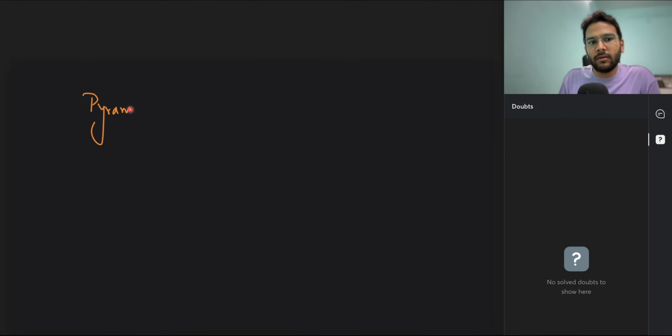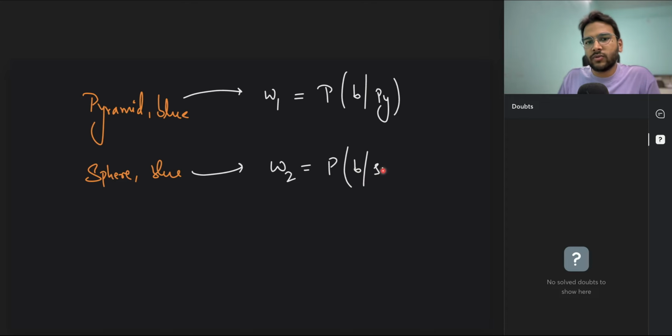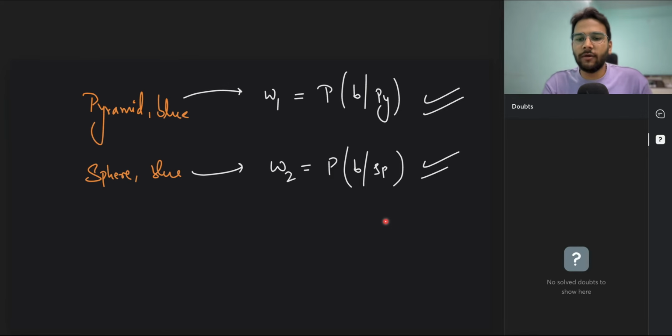So if it is pyramid comma blue, we are going to find this weight by probability, and it is nothing but probability of blue given pyramid. Similarly, if I have something like sphere comma blue, again we are going to find some other weight, let's say W2, for blue given sphere. Is this clear? This is nothing but likelihood weighting.